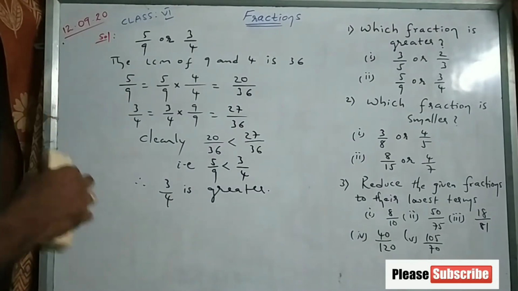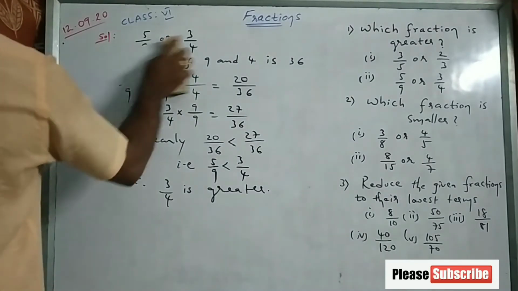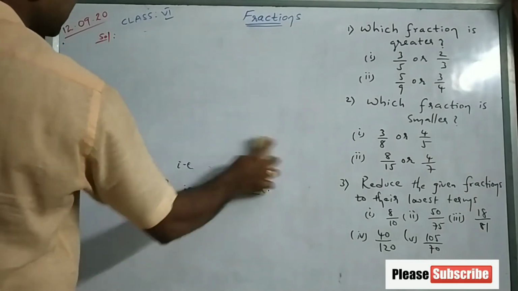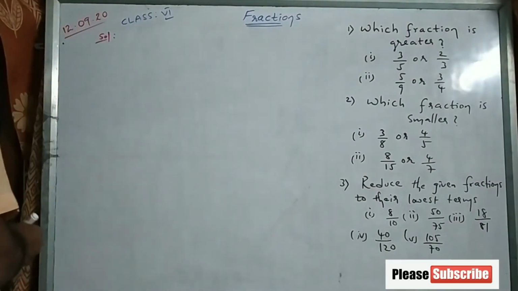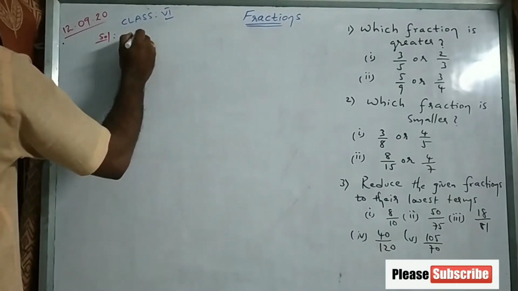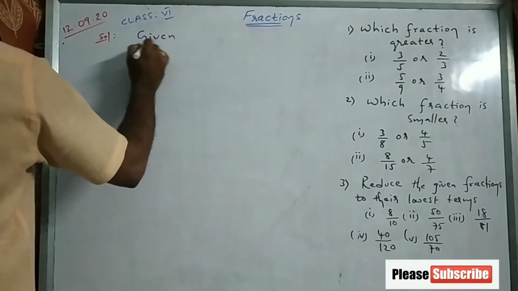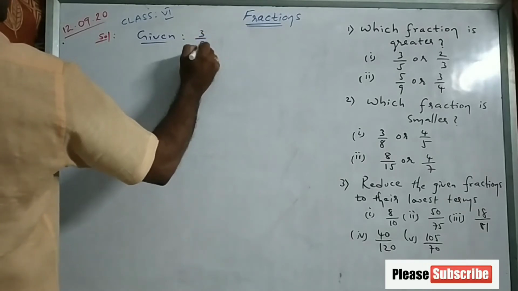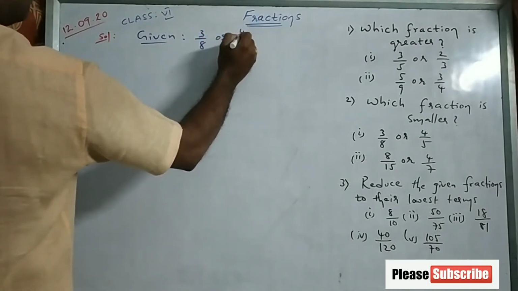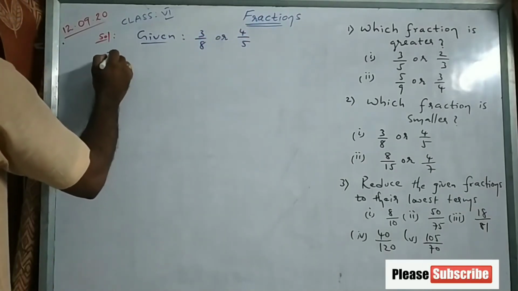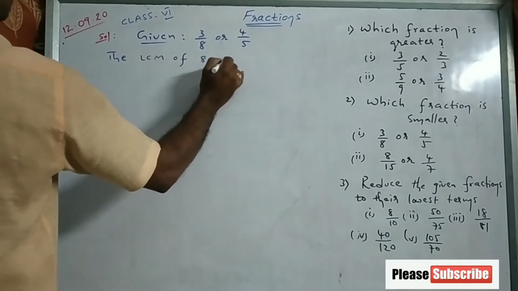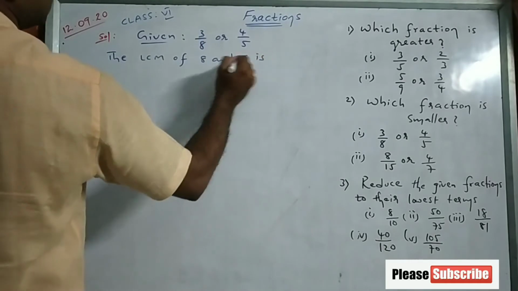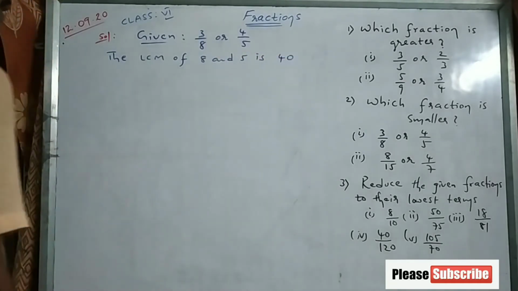Next, the second one is which fraction is smaller? Same method, but they are asking here smaller. That's all. Easy to do. 3 by 8 or 4 by 5. What is the LCM of 8 and 5? It is 40. 8 5s are 40.